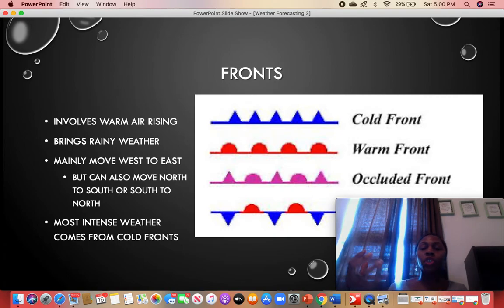And if you're in a situation where you can see it in color, the cold front will be blue, warm front red, occluded will be that lavenderish light purple, and then you'll see the blue and red in stationary.